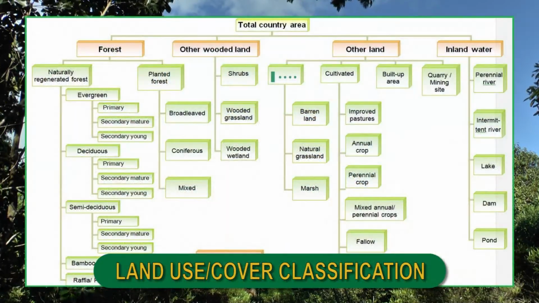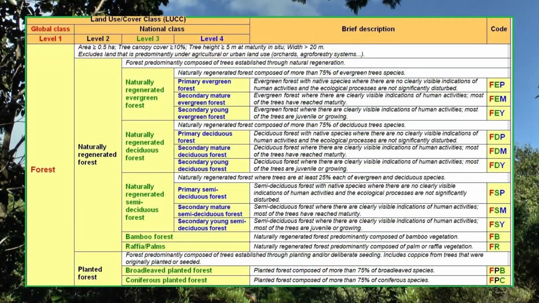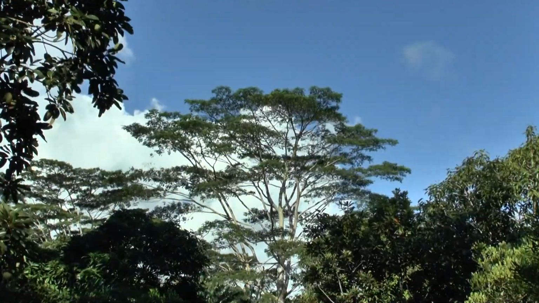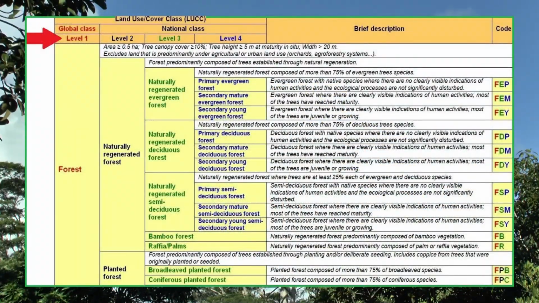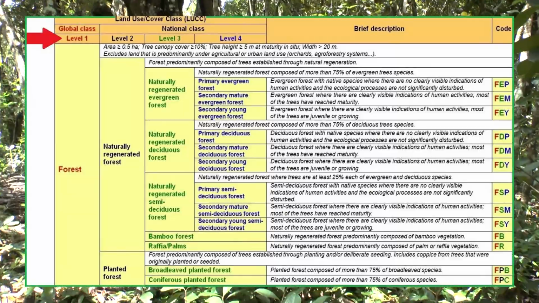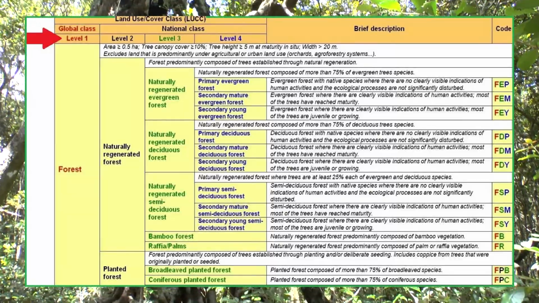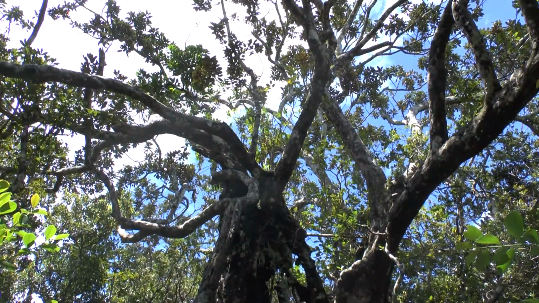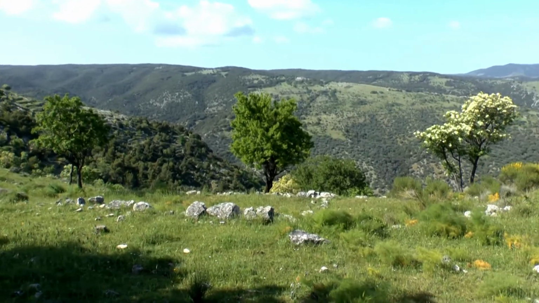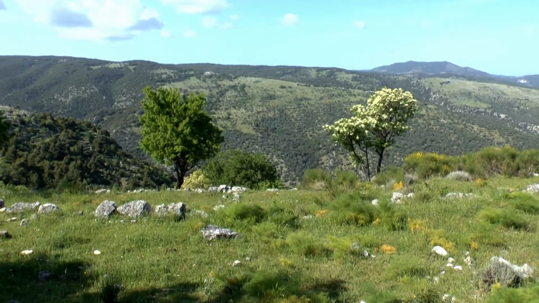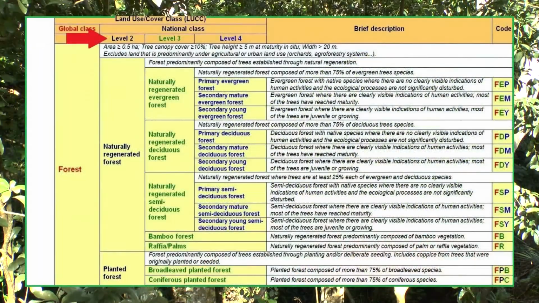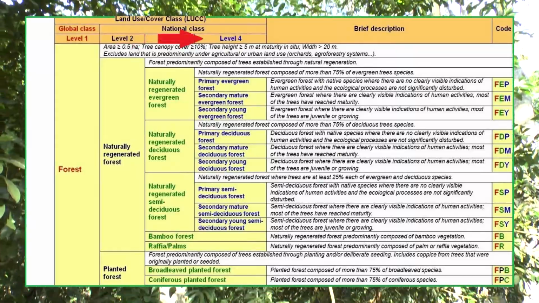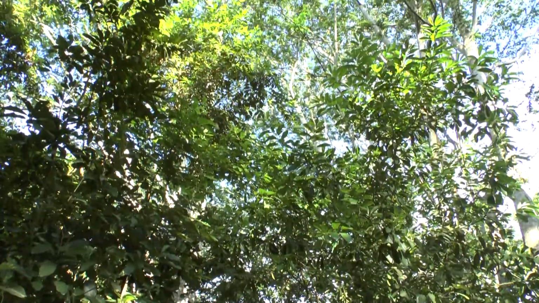The land use classification system is based on a dichotomous approach and includes different levels. The first level is composed of the Global Land Use Classification System developed by FAO to ensure harmonization between countries for regional or global assessments. The global classes include forest, other wooded land, other land and inland water. The other levels are country-specific and include additional classes defined to meet specific national and subnational information needs.